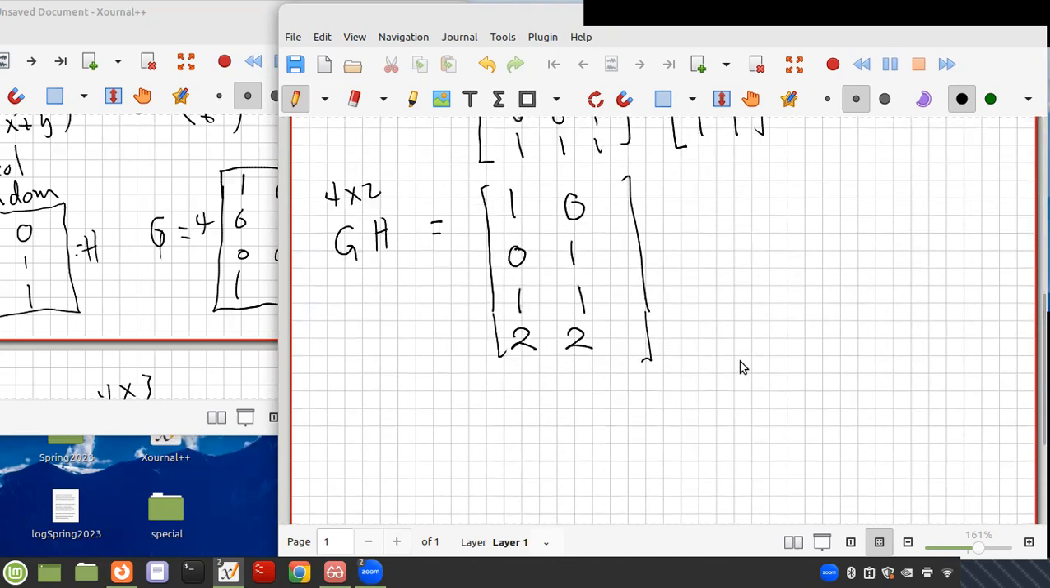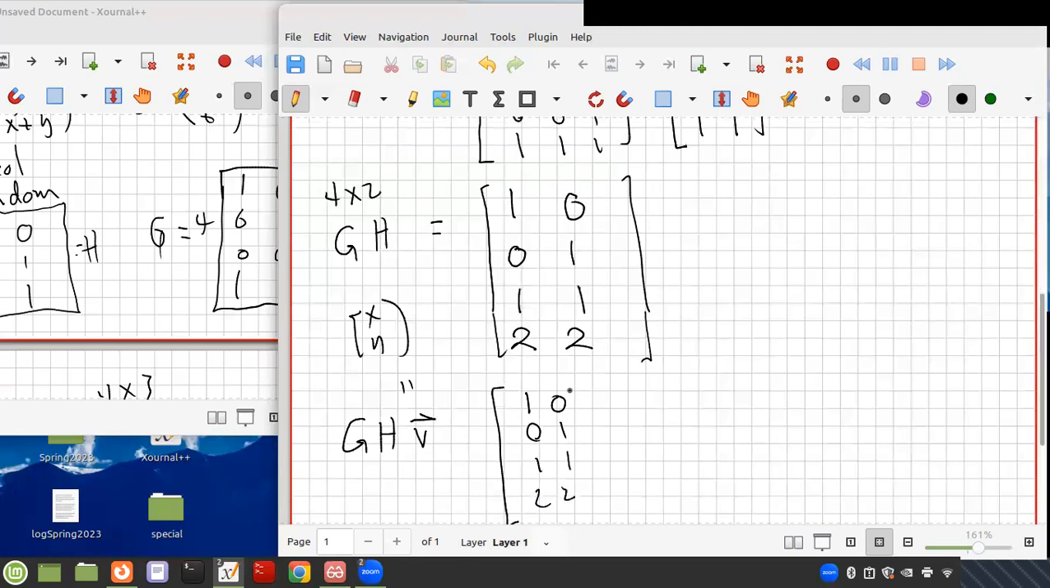Okay, well, now we can ask, what is G of H times some vector V, where this is like X, Y? So I take this matrix, 1, 0, 0, 1, 1, 1, 2, 2, and multiply it by X, Y, and see what it gives me. Well, this is a 4 by 2 times a 2 by 1, which is going to give me a 4 by 1 matrix.